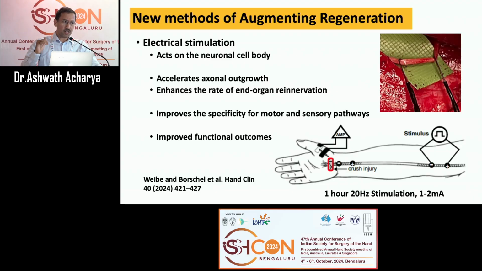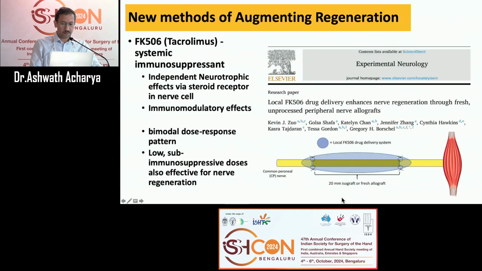Basically it is said to act because of its action on the cell body in the spinal cord, and it enhances the axonal outgrowth and also enhances the rate of end organ reinnervation. It also encourages motor and sensory specificity. The preferential regeneration is also enhanced, and it improves the functional outcome. What they advocate is 1 hour, but now it has been reduced to 10 minutes.